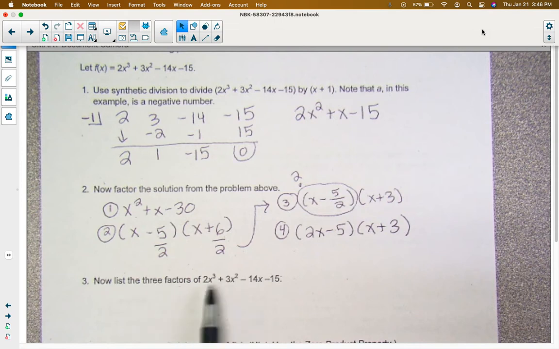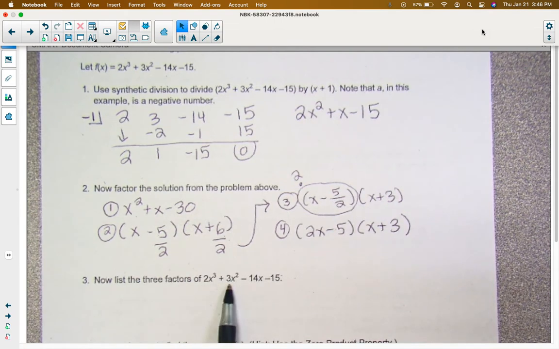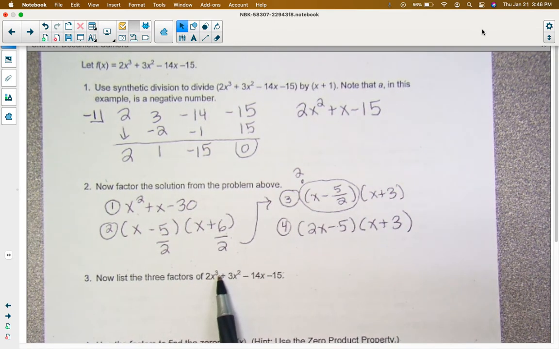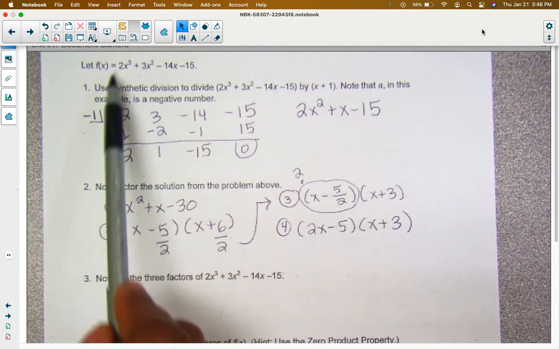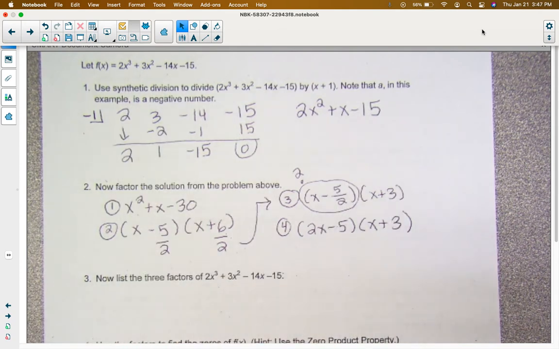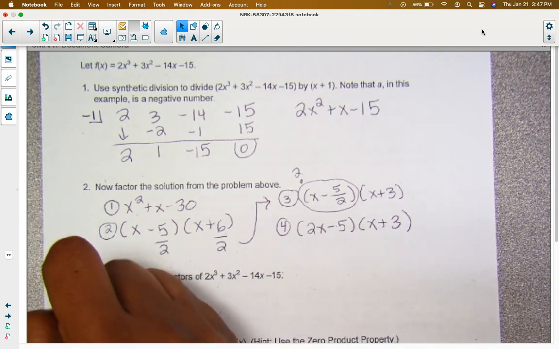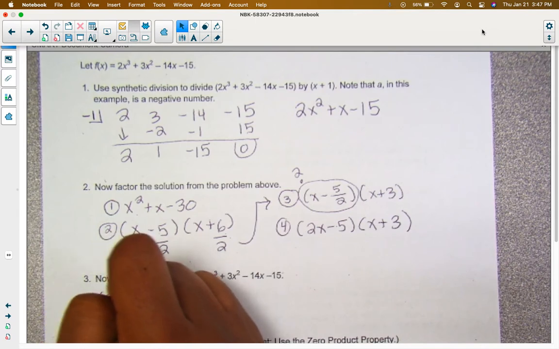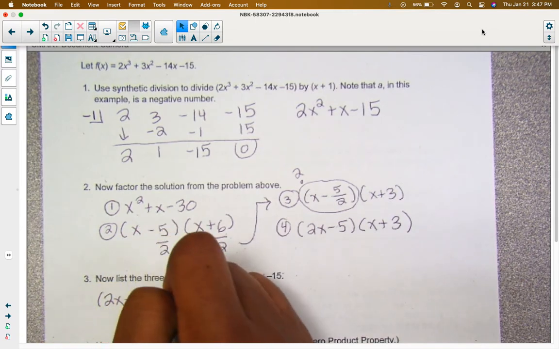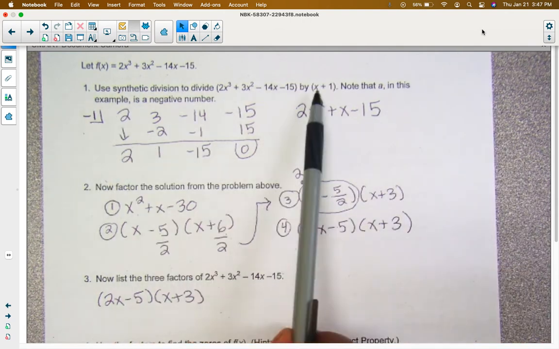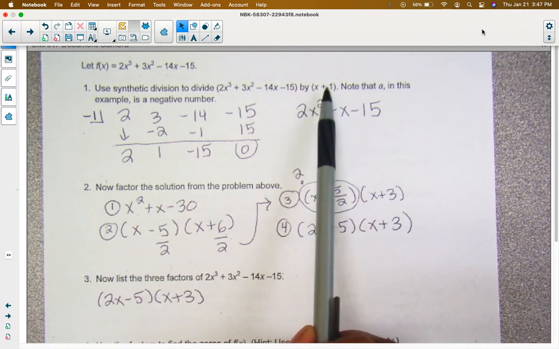All right, number 3. Now list the 3 factors of 2x to the third plus 3x squared minus 14x minus 15. I know there's 3 factors, 3 solutions, 3 roots, 3 zeros, because that's my highest exponent here. So my highest exponent is 3. So I'm looking for 3 factors. So I just need to be able to look up here and identify what my 3 factors are. Well, I know we just found 2 of them. They're right here. We just found 2x minus 5. And we just found x plus 3. Now, where is that third factor? I can look up here. It gave it to us in the problem. So they gave us this third factor of x plus 1.